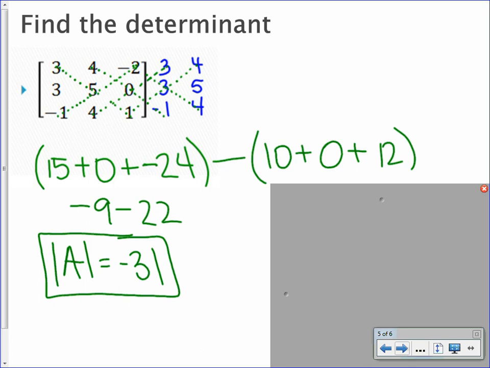It is okay for the determinant to be negative. It is okay. Get out your calculator.